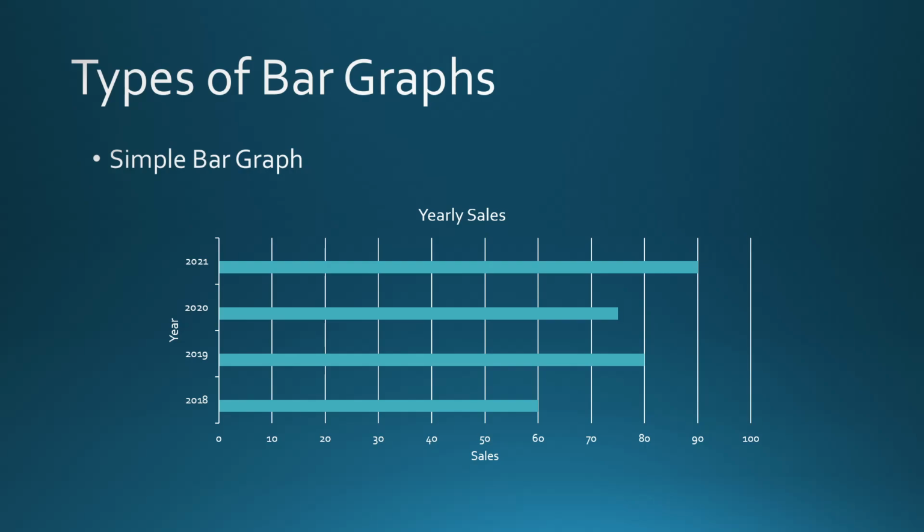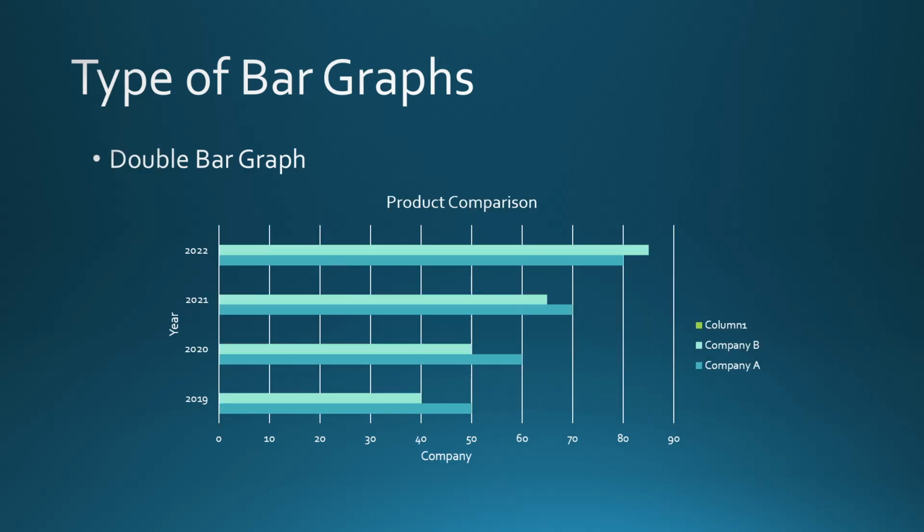Now, there are three types of bar graph. First is the simple bar graph. There is just one variable here: sales and year. So the years are 2018, 19, 20, 21, and sales are given as 60, 80, 75, and 90. Next is the double bar graph. In this, there are two variables, so there is a comparison between two things. Here it is column A and column B. Year wise, there is a product comparison.